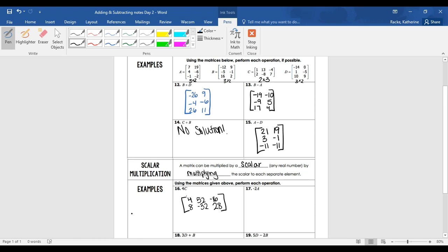So you could also see this written as 4 and then the actual matrix of C. So 1, 13, negative 4, 2, negative 8, and 7. You could see it written like this, and you would still have to get to this answer. Okay, just take that 4 and multiply it by everything in that matrix. Okay, moving on to 17, negative 2A. So I have negative 2. Let's go ahead and write down everything that's in A.